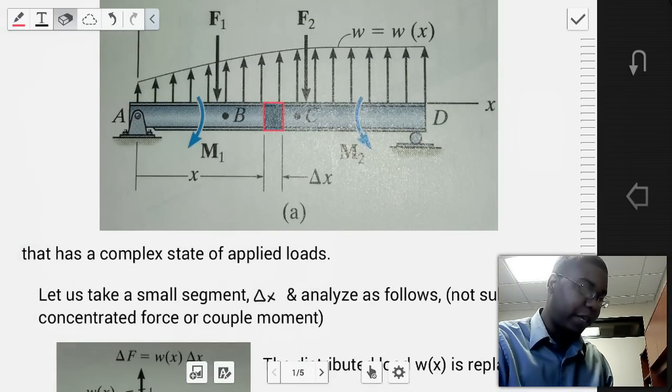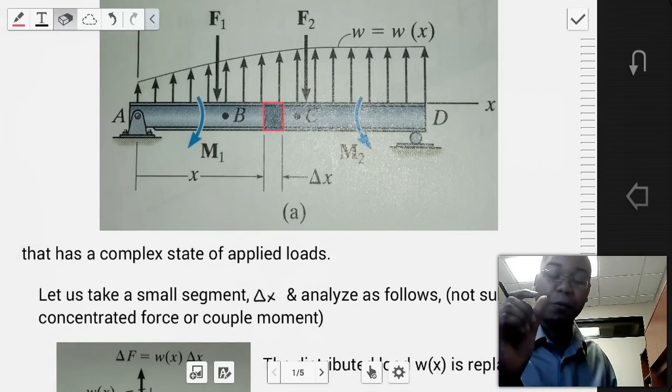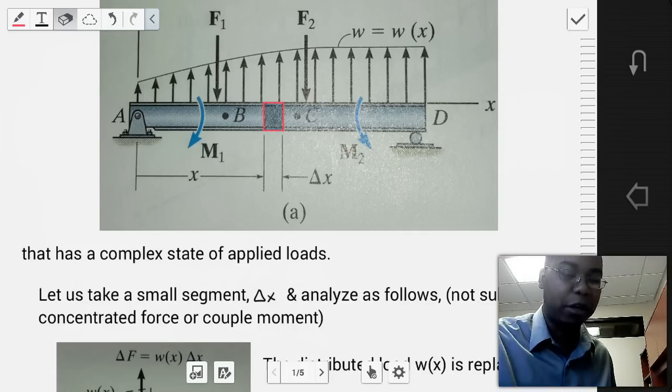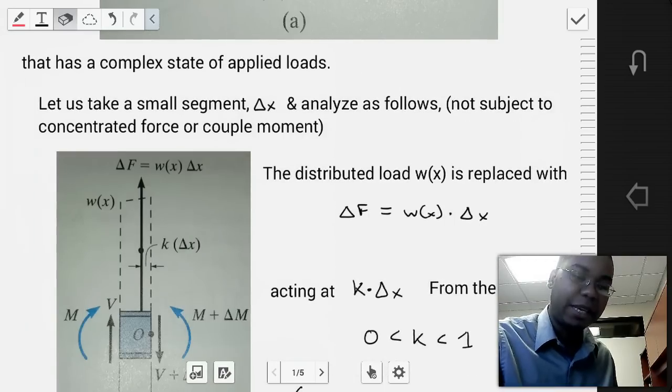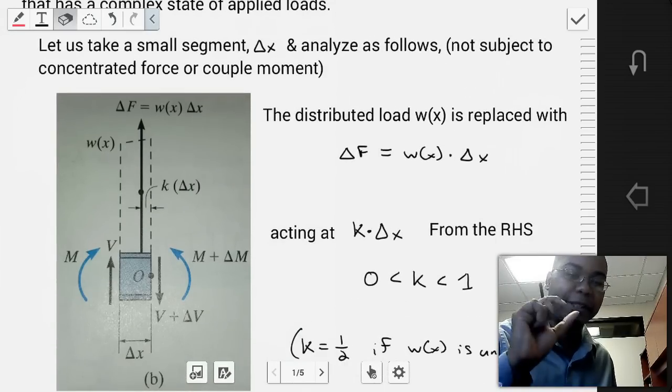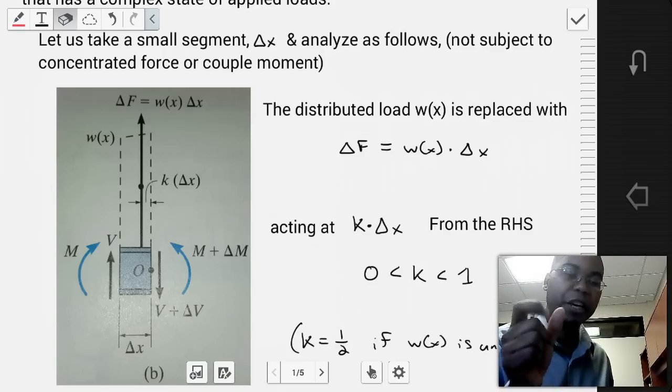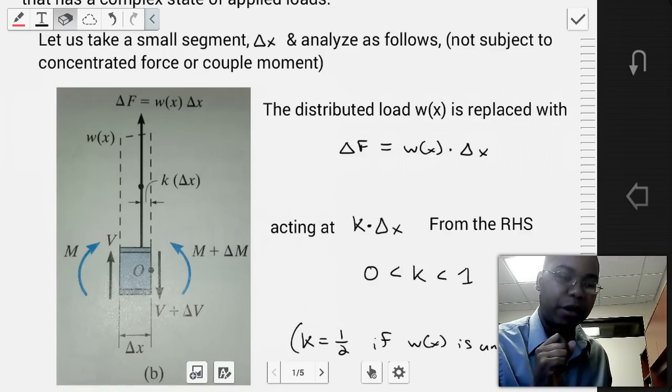Let's take an approach where we look at differential elements or differential segments of a beam and try to identify some relationships that we can use towards solving these problems. So let us take a small segment, or small increment, delta x, and analyze it as follows. Let's note that it's not subject to a concentrated force or a coupled moment. So let's take a small segment where it's just subject to a distributed load over that segment. And let's see what we can do here.